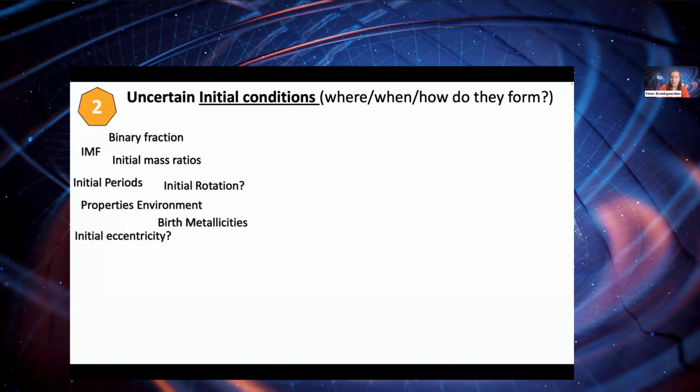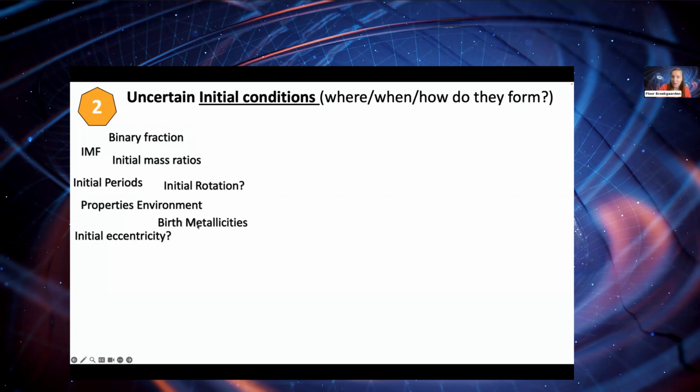Now, the second challenge is that the initial conditions of how these stars form and how many stars form are actually very, very uncertain. So things like how many stars are in a binary to begin with, or in a triple? What are the initial properties, such as the initial masses, initial mass ratios, initial rotation, and especially what is the initial metallicity of stars throughout the universe?